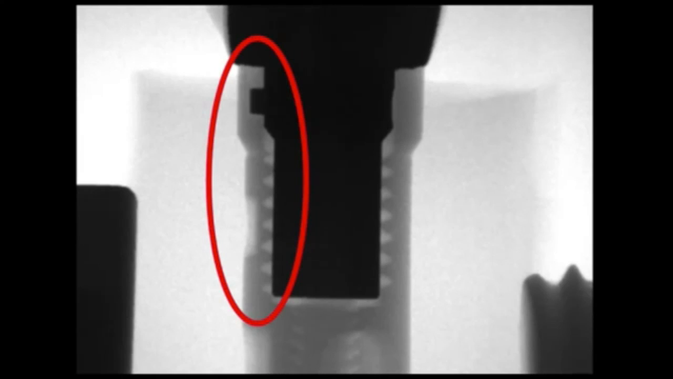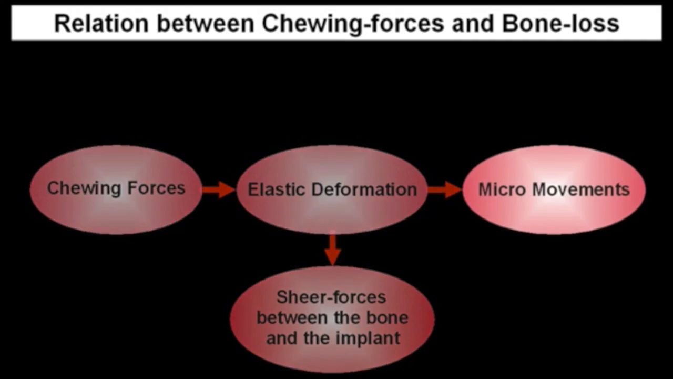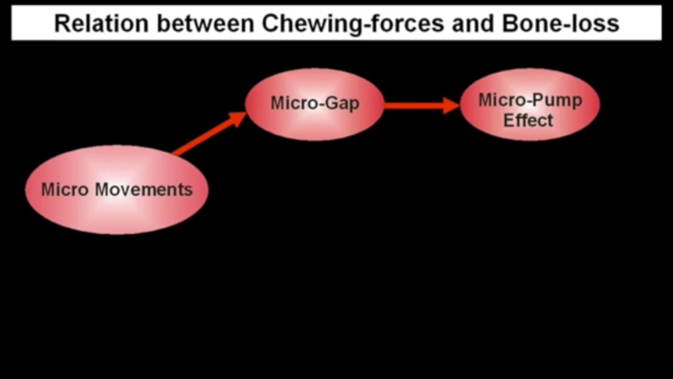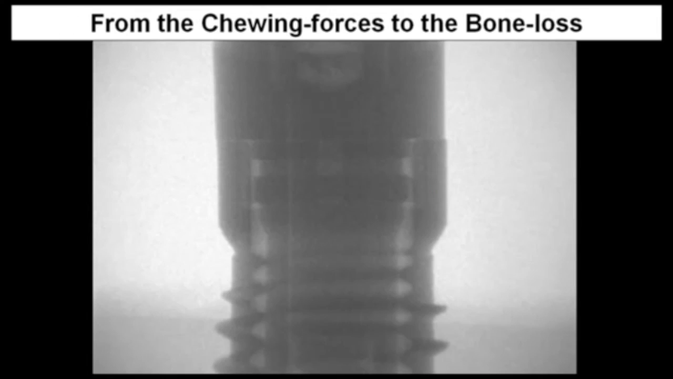But what is a consequence of these micro movements? One consequence is a micro gap, and in my opinion, a micro pump effect. If we look at this example, we can see a really large micro gap, and in slow motion, we simulate the side teeth region at 40-fold slow motion at 200 Newton.